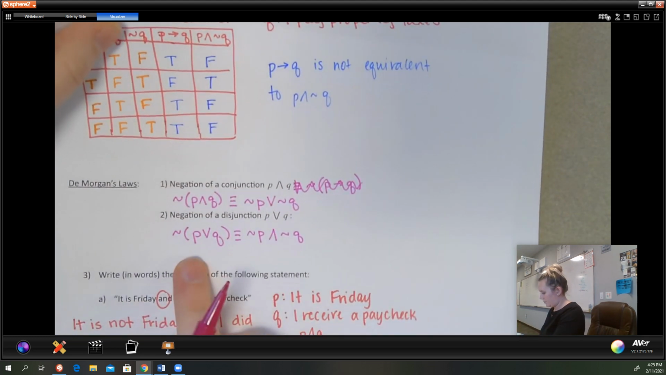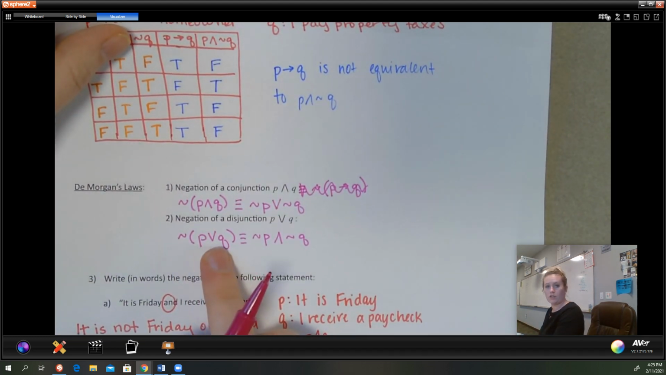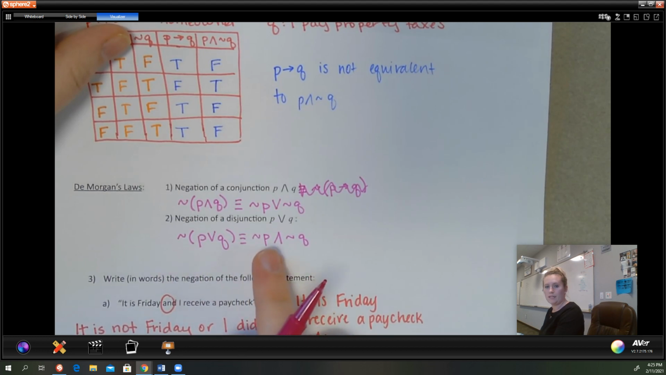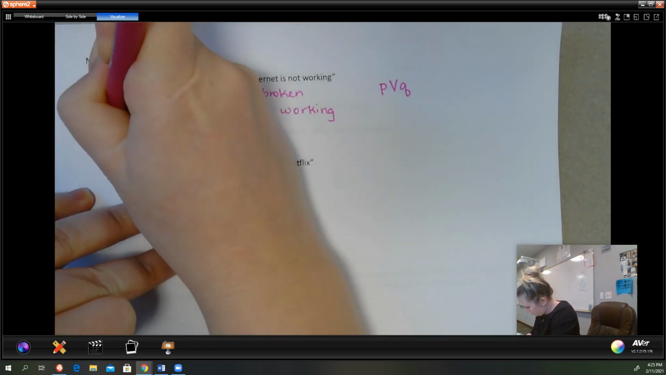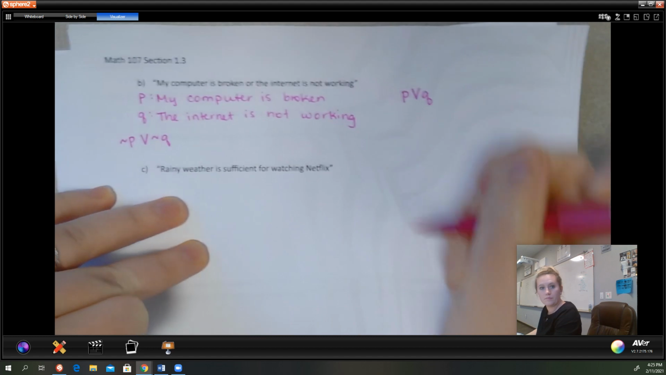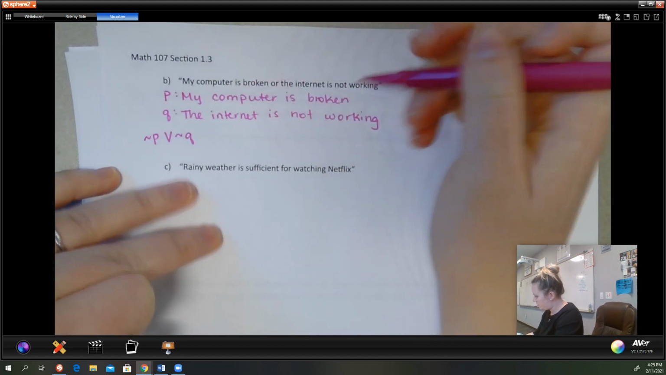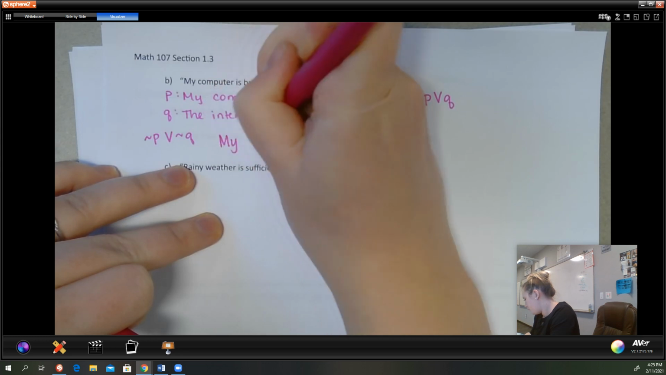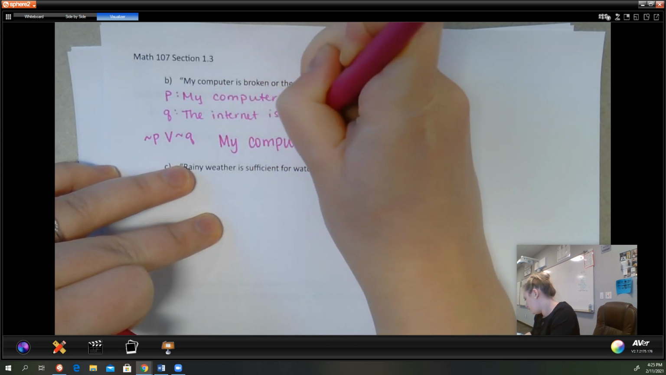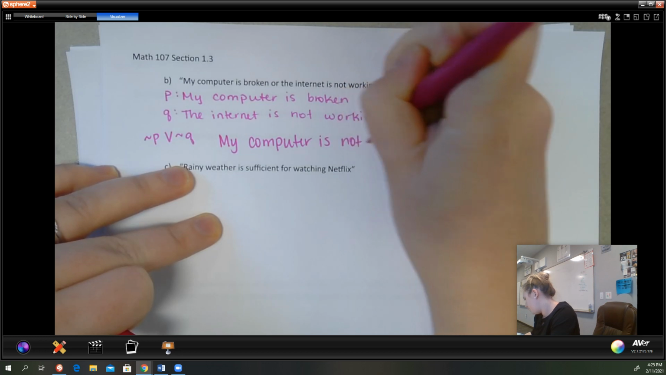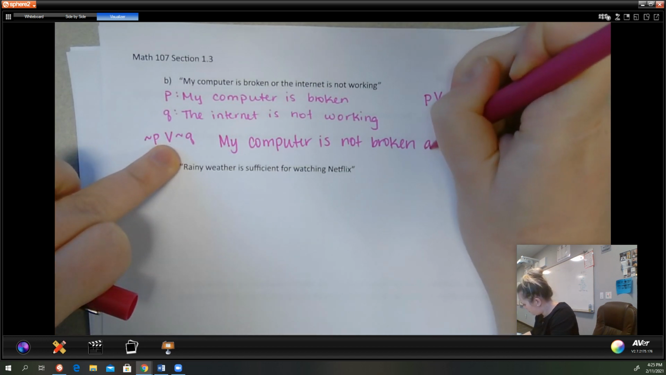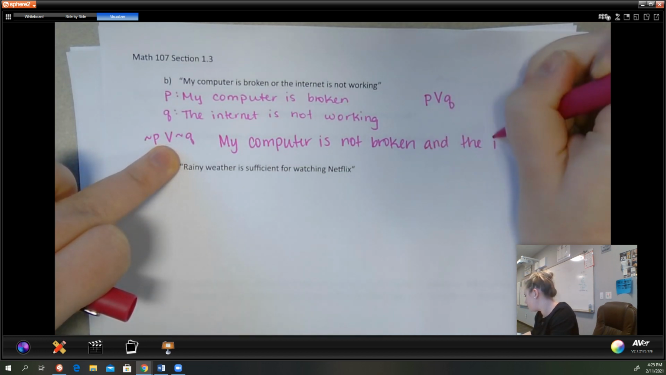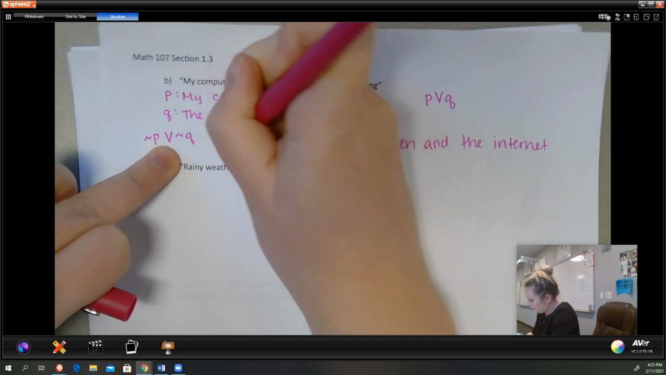So using De Morgan's laws, the negation of P or Q is equivalent to not P and not Q. So I'm going to write not P and not Q. Not P would be my computer is not broken, and the internet is working.